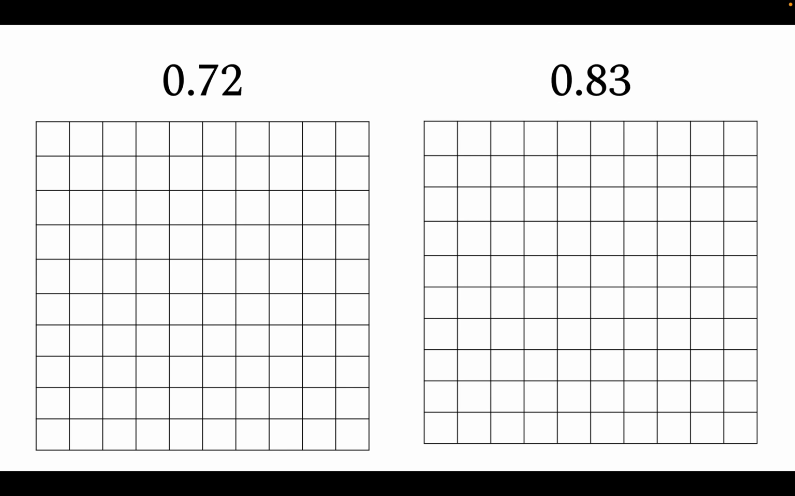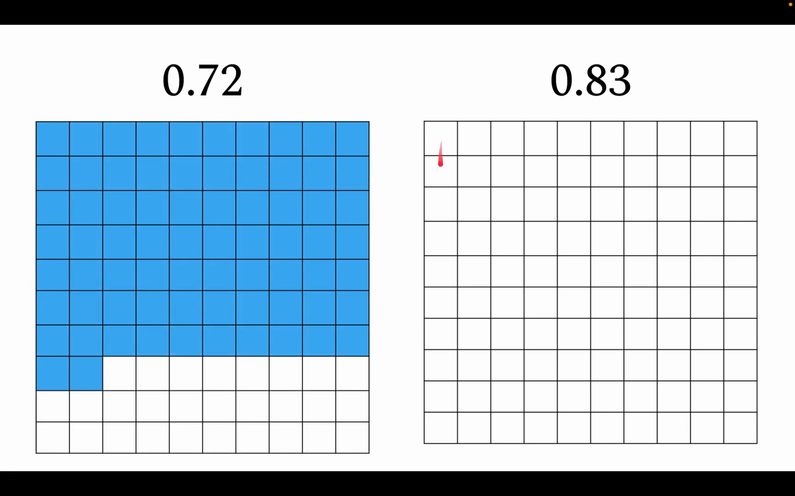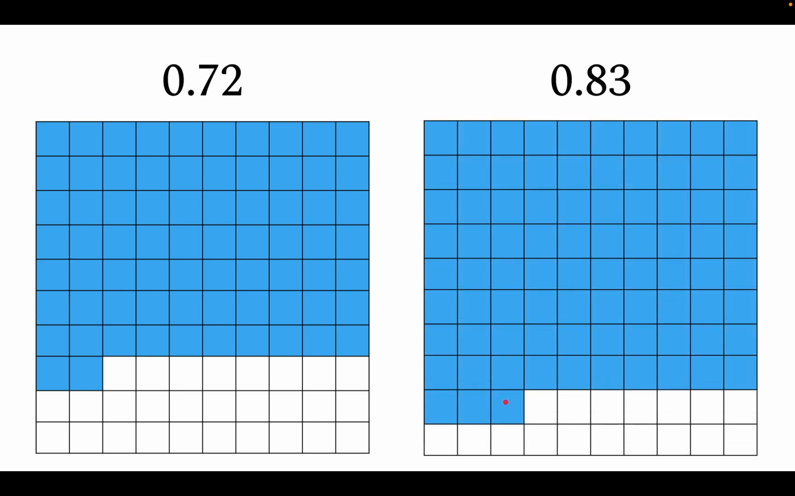Here, though, our grid's divided into hundredths. So to compare these, we would have to shade in 72 of these hundredths and 83 of these hundredths. So if I shade in 72, 10, 20, 30, 40, 50, 60, 70, 71, 72, and then if we do the same thing but shade in 83, which one's greater than? That's right, 83 hundredths is greater. So this sentence reads 72 hundredths is less than 83 hundredths.